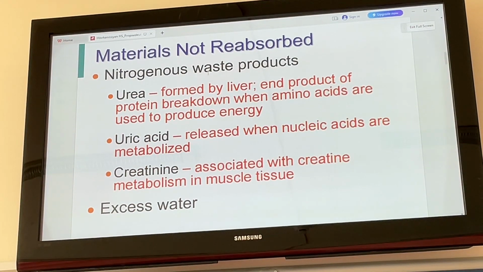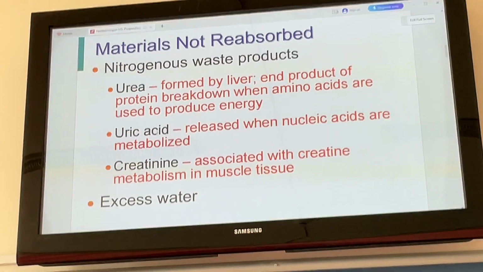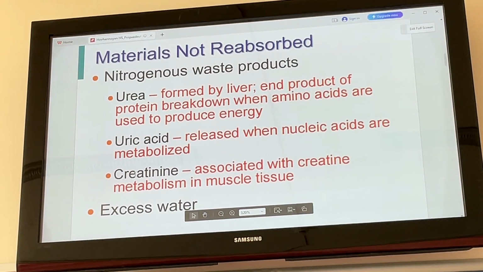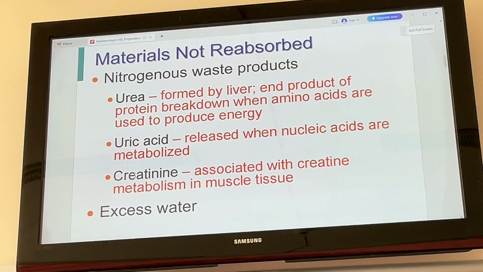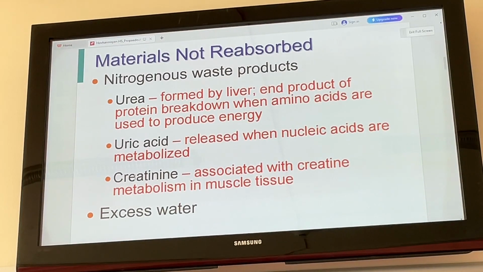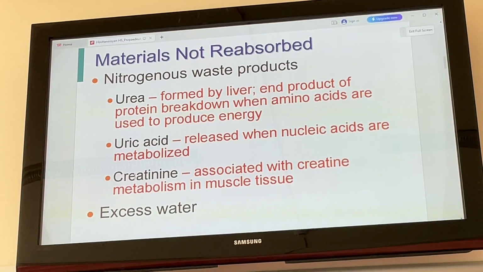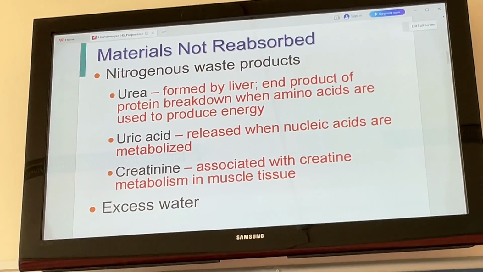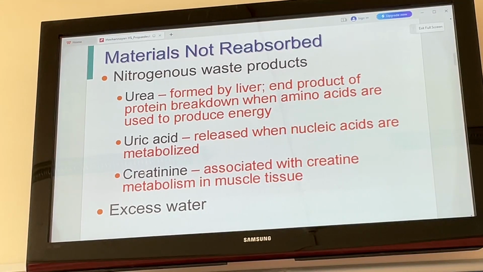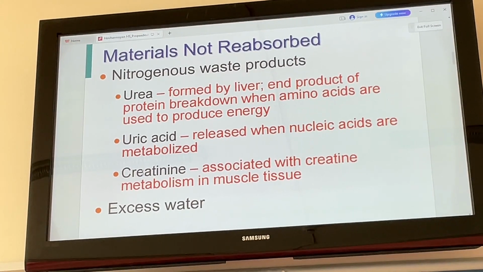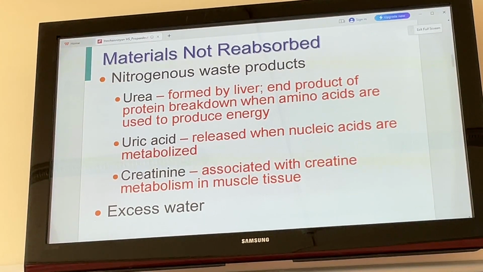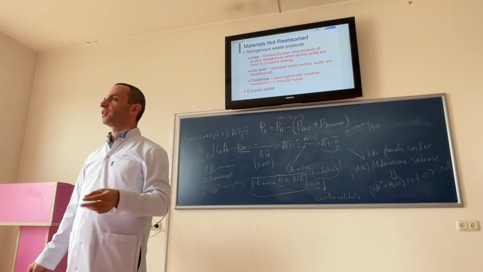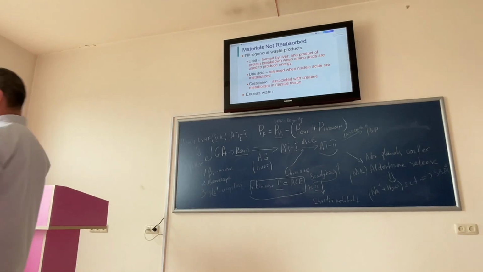Look, materials which are not reabsorbed: urea, uric acid, creatinine, all are nitrogenous waste products. But very often in clinical practice we take creatinine into account. Why? Because creatinine is less dependent upon protein intake. All are protein metabolites, but urea is more. That's why we take creatinine, and to be honest, we are not taking only creatinine, we are taking GFR, glomerular filtration rate.